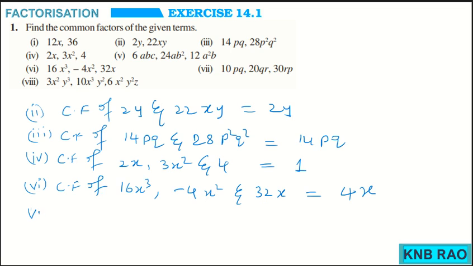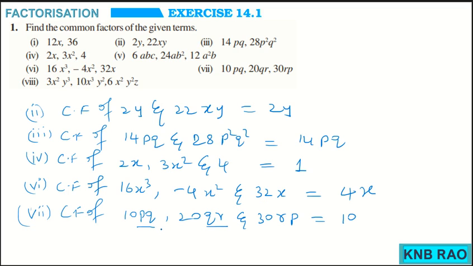Next, coming to the seventh question, common factor of 10pq, 20qr and 30rp. Now watch, 10 is a common factor of 10, 20, 30, so it will come automatically. But in this pq, qr, q is there, but in this q is not there.